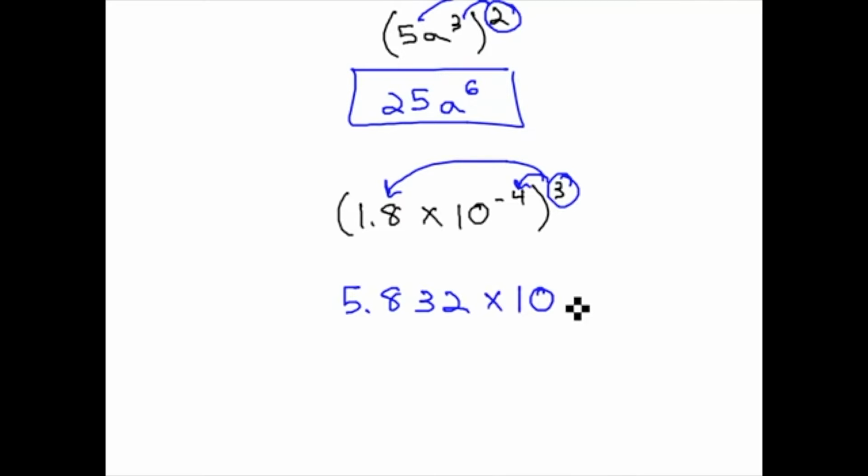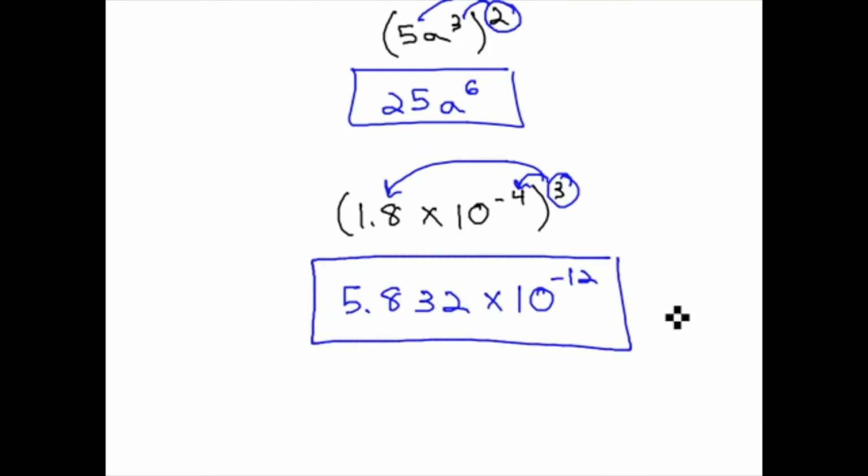times 10. And then on the tens, we use our exponent property, which says we multiply the exponents. Negative 4 times 3 is negative 12. And we have our final answer, already in scientific notation. We got this answer by using our exponent property with the cube, putting 1.8 cubed, and then also multiplying the exponents on the 10.